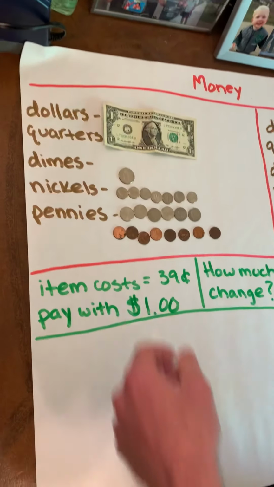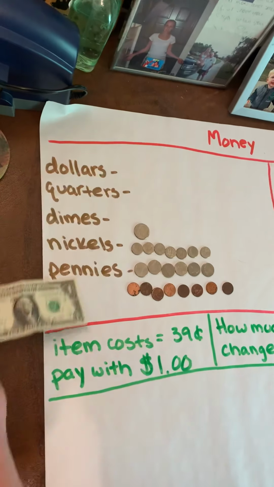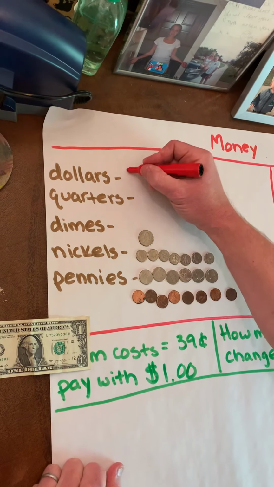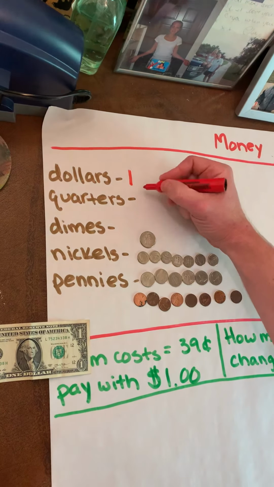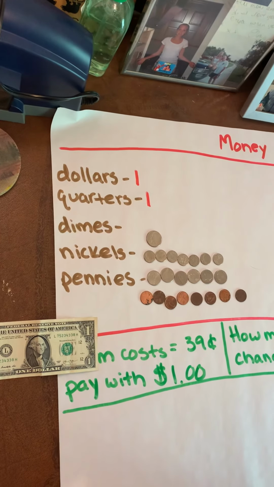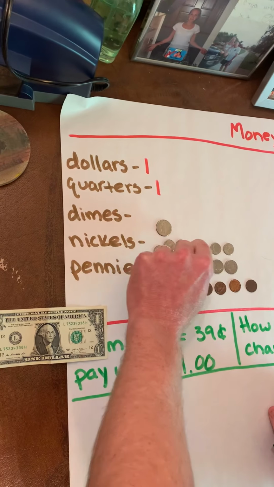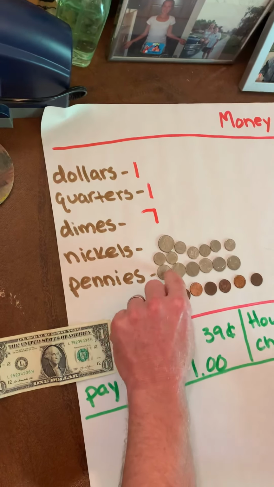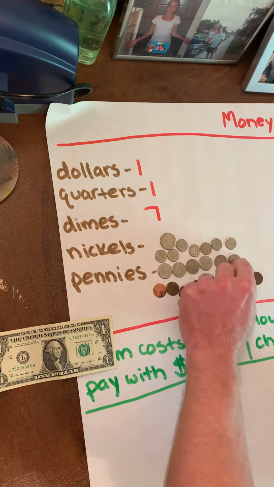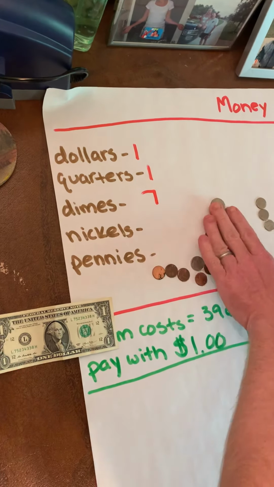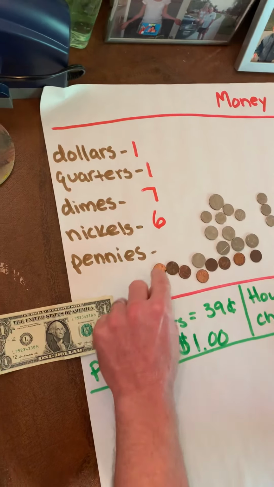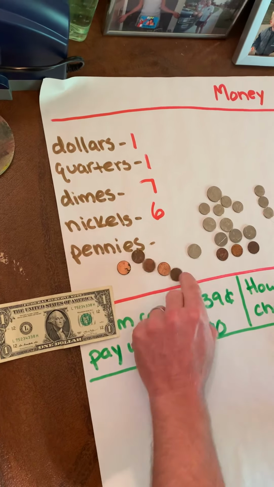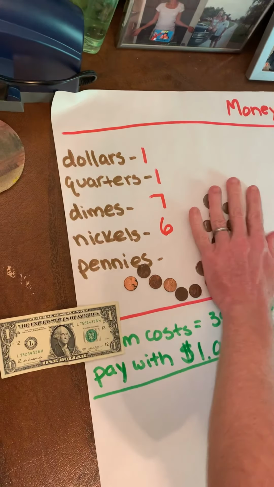So I'm going to take this information and I'm going to try to organize it. I have $1. I have 1 quarter. I have 1, 2, 3, 4, 5, 6, 7 dimes. I have 1, 2, 3, 4, 5, 6 nickels. And I have 1, 2, 3, 4, 5, 6, 7, 8 pennies.